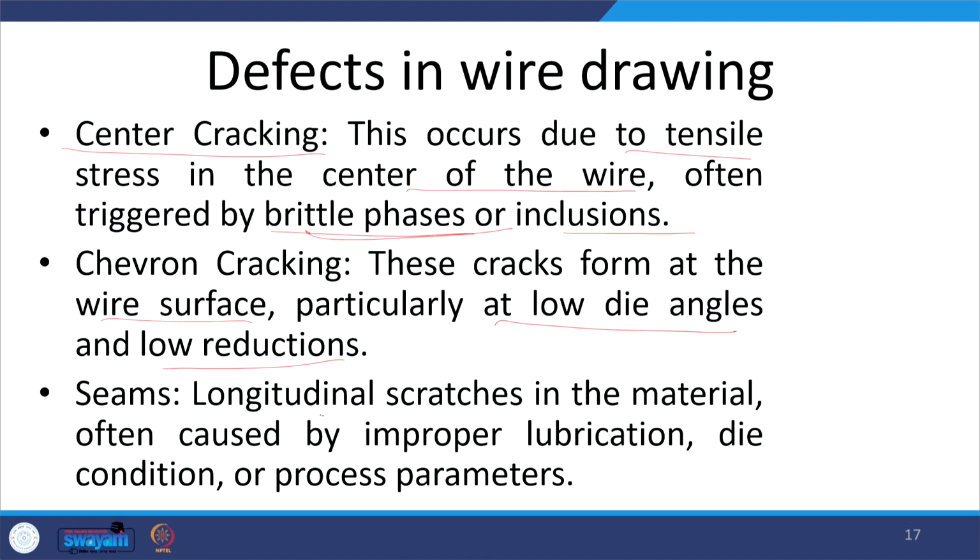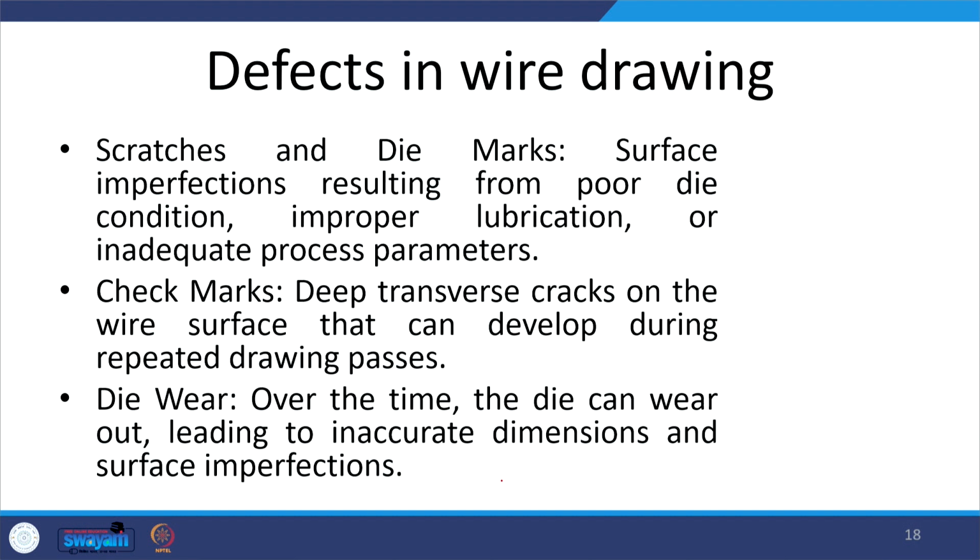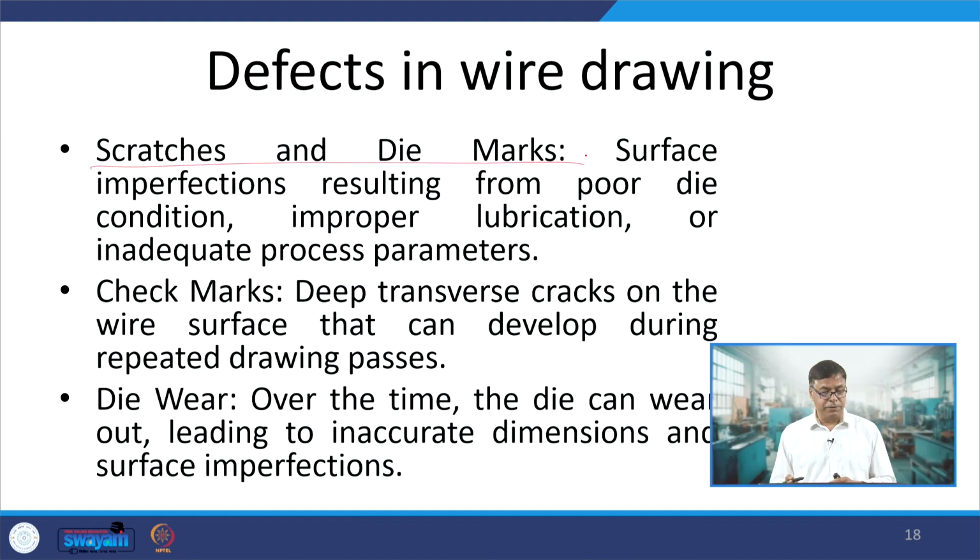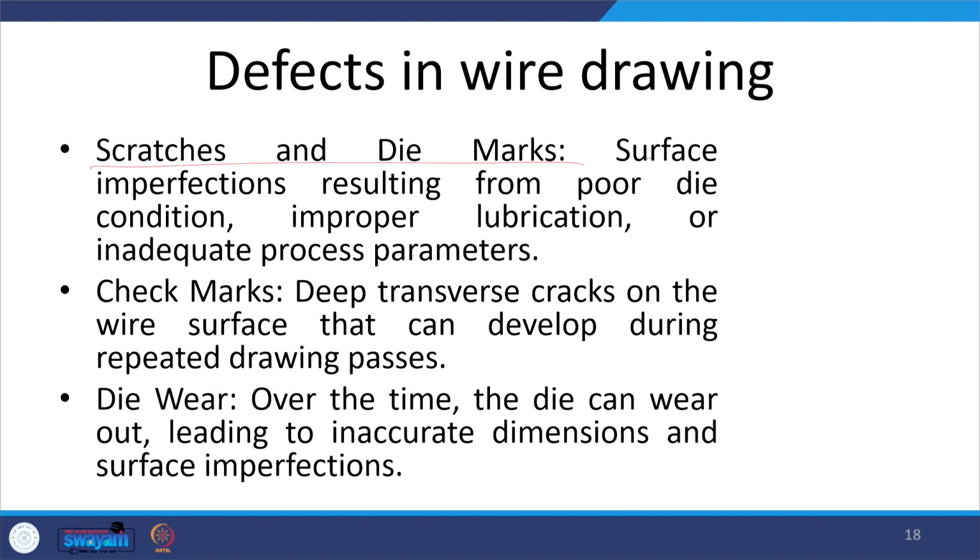Seams are basically longitudinal scratches in the material, often caused by improper lubrication, improper die condition, and inappropriate selection of the process parameters. Now, scratches and die marks on the wire which is being produced occur primarily. So, these are basically surface imperfections which are produced on the wire surface due to poor die conditions, improper lubrication, or inadequate or improper set of process parameters.